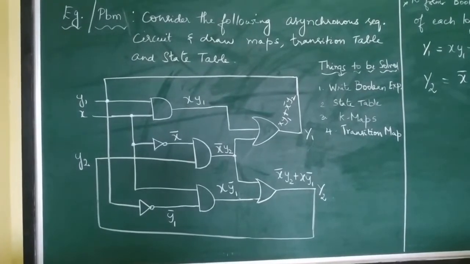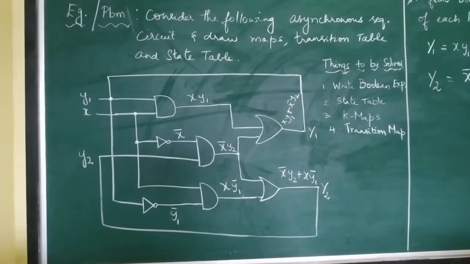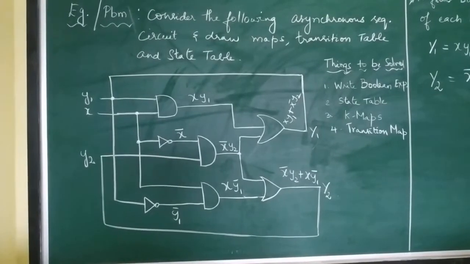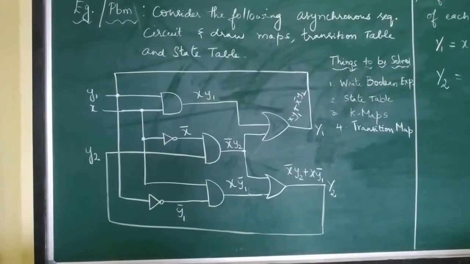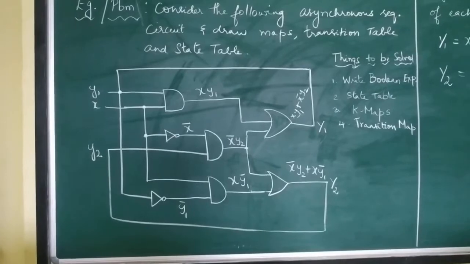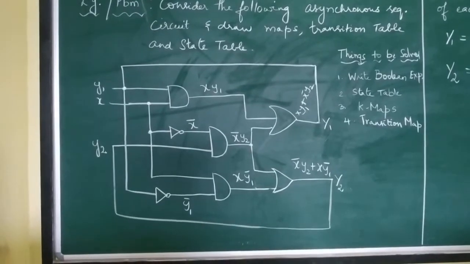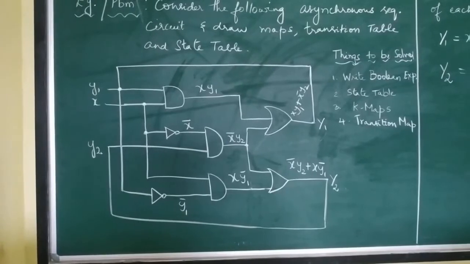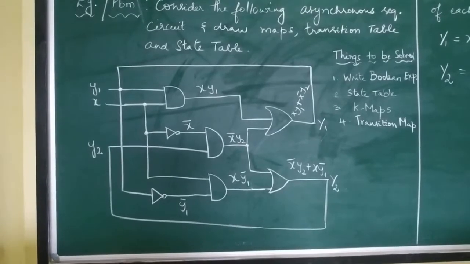In the previous problem, the output expression was given, so we had to form the output map according to that problem. Here there is no output expression given; we have only the next states y1 and y2 as the outputs. There is no separate z expression as given in the previous problem. So there is no necessity for an output map here.